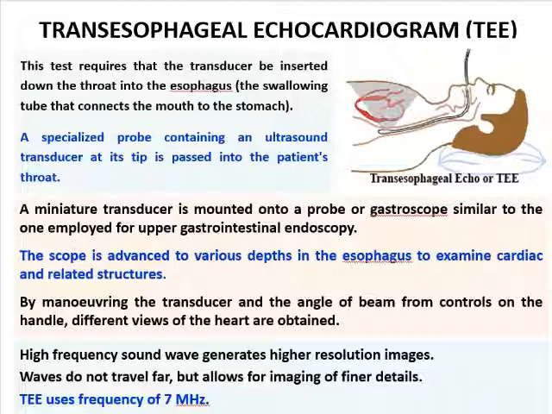So a specialized probe containing an ultrasound transducer at its tip is passed into the patient's throat as given in the diagram. The miniature transducer is mounted on a probe or gastroscope similar to one employed for upper gastrointestinal endoscopy. By maneuvering the transducer and the angle of the beam from the controls on the handle, different views of the heart are obtained. Basically, TEE uses a frequency of 7 MHz. So waves do not travel far, but this allows imaging of finer details of the heart.